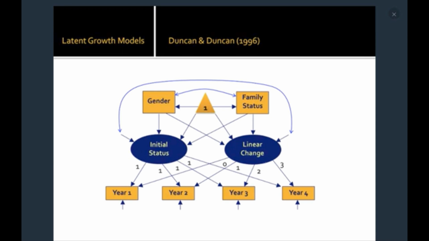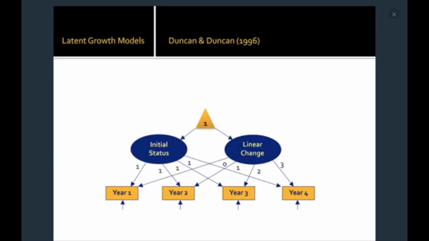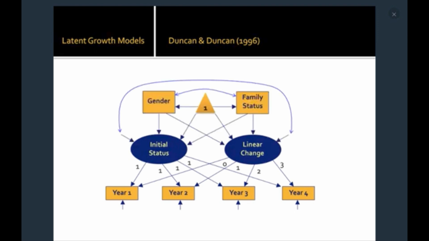Okay, so let's break this down a little bit. Before we just had the constant there predicting initial status and linear change to give us our means of those two. Now we have gender and family status in there. Those are hypothesized to influence initial status and linear change. And so we add them in, and then we add in arrows pointing from the constant to them as well. So that constant is now pointing to 4 things, right? Initial status, linear change. It's also pointing to gender and family status.